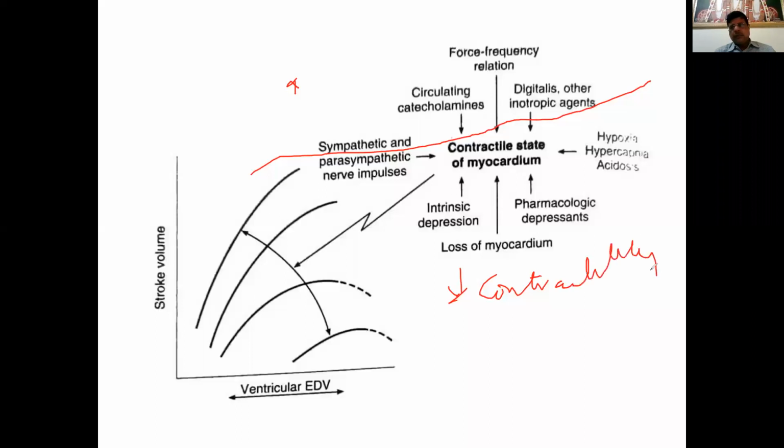What is the other word you can use for increased and decreased contractility? Positive inotropic effect. And here you will write it as negative inotropic.